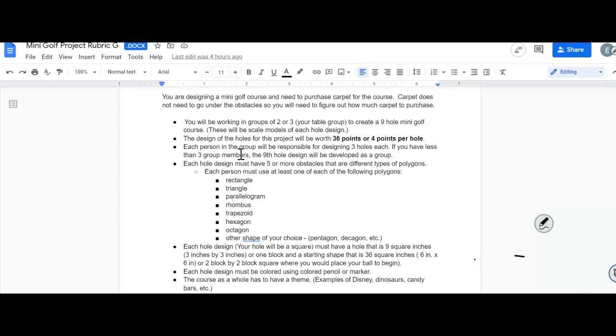It may seem like a little more work, but when you're in a group of three, it's a lot harder to come up with decisions because you have one extra person to state their opinion. So it can be a little more challenging. Both have their pros and cons. The design of the holes, bullet point number two, the design of the holes for this project will be worth 36 points and 4 points per hole.